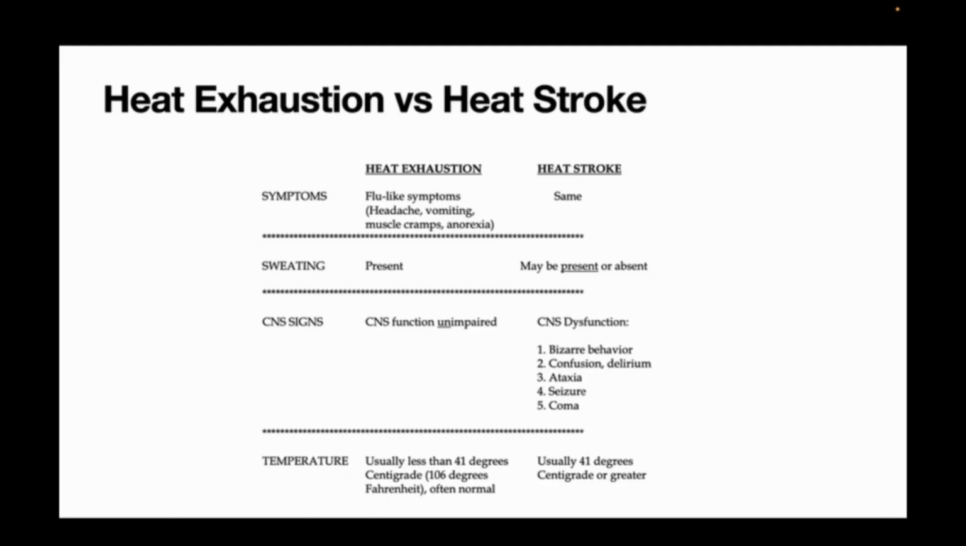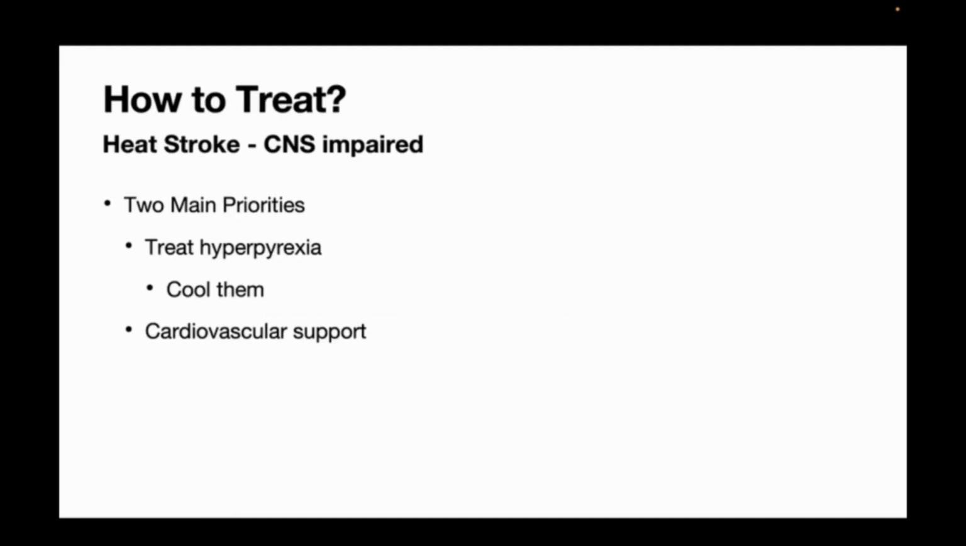So this is just another chart also to make that point. And the big thing with this chart is that CNS signs are the distinguishing factor. With these temperatures, it's often the CNS dysfunction that is the distinguishing feature and characteristic. So how do you treat them? I mentioned those main principles before: treating hyperpyrexia as well as cardiovascular support, and you'll correct metabolic derangements as well.